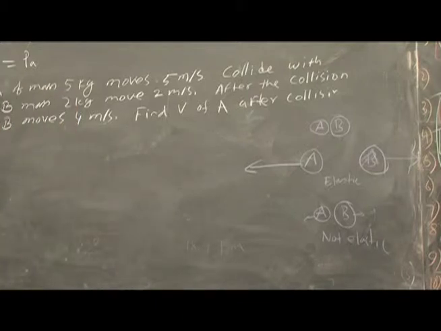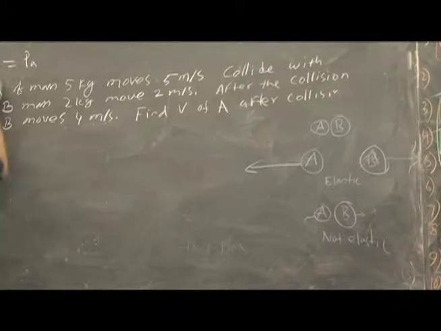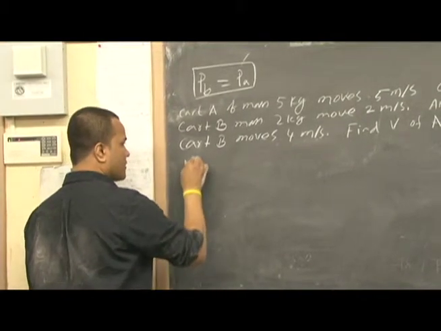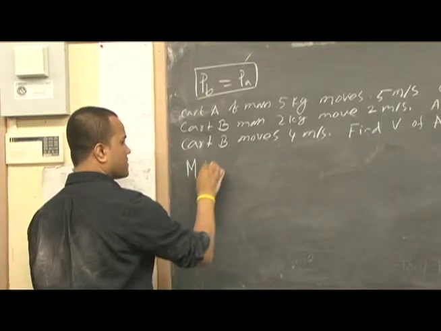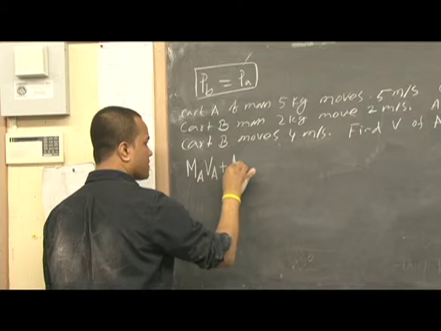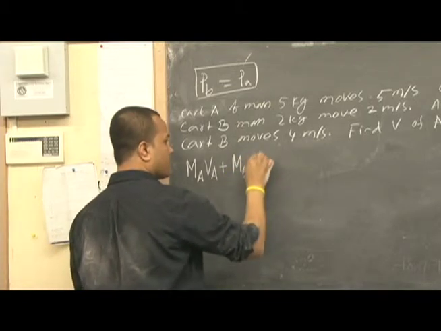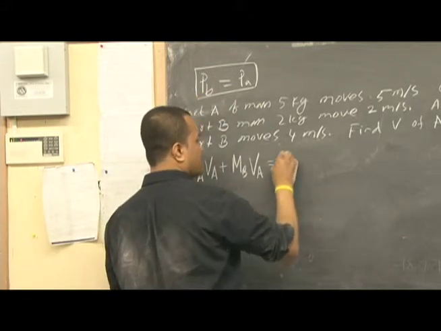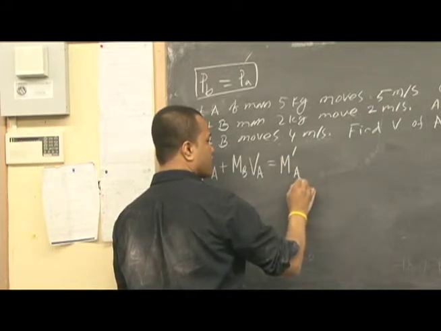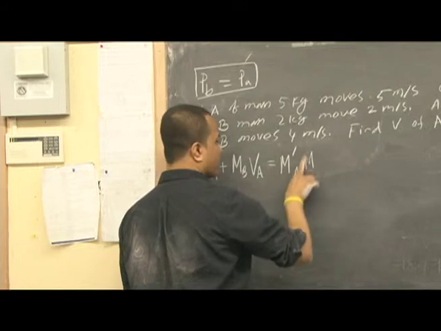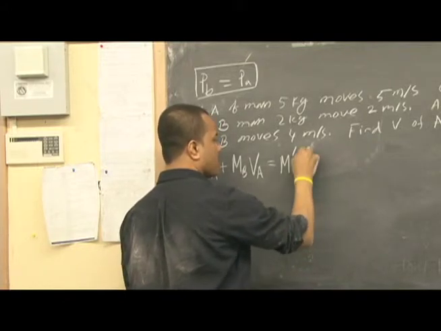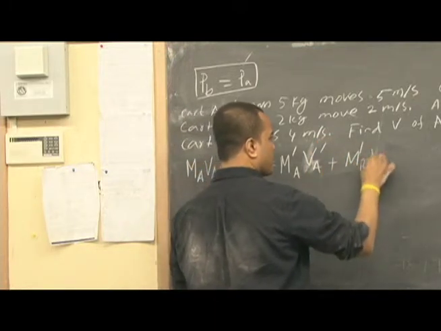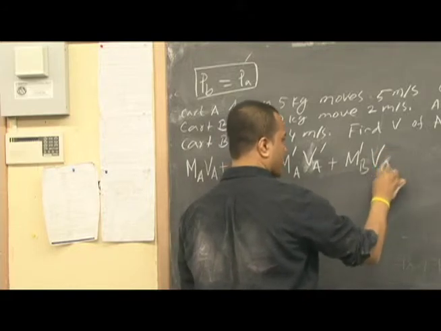Let's write this formula in a more sophisticated way. Mass of car A times velocity of car A plus mass of car B times the velocity of car B before the collision. After the collision is mass of car A times velocity of car A plus mass of car B times velocity of car B. All right, okay.